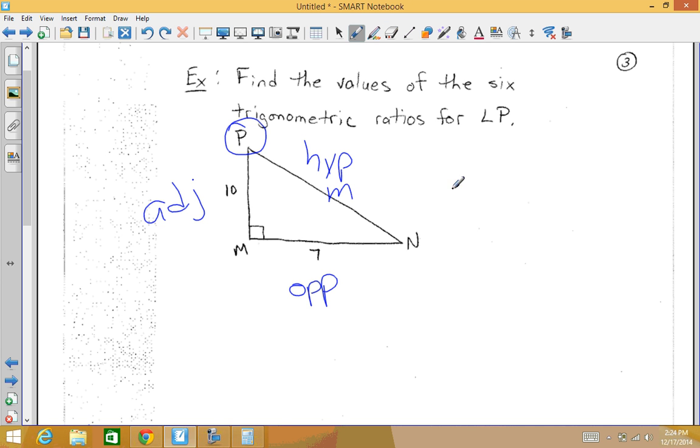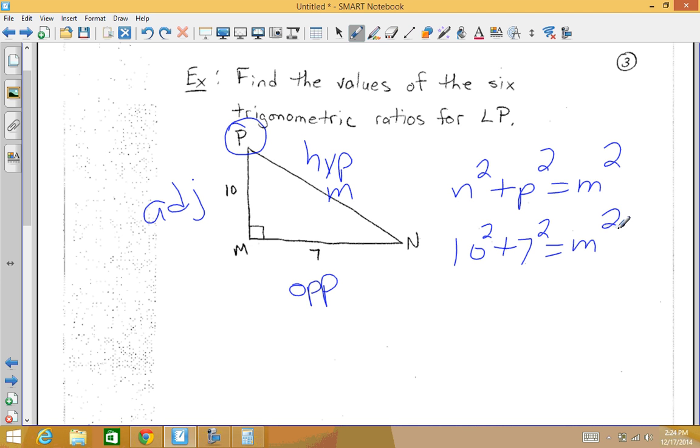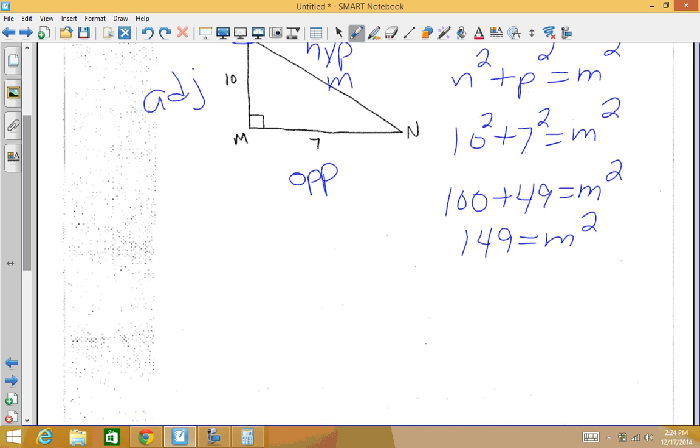So using the Pythagorean theorem, n squared plus p squared equals m squared. 10 squared plus 7 squared equals m squared. 10 squared is 100. 7 squared is 49. So 149 equals m squared. Solving for m, the square root of 149 equals m.